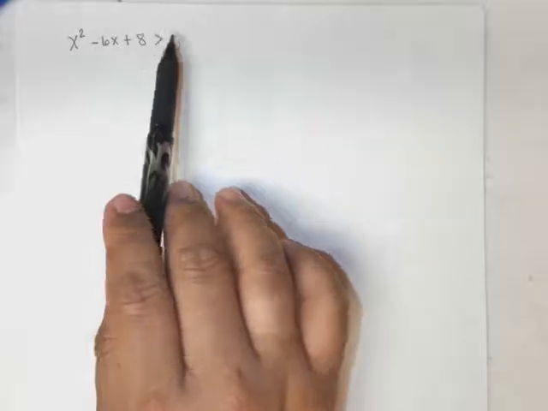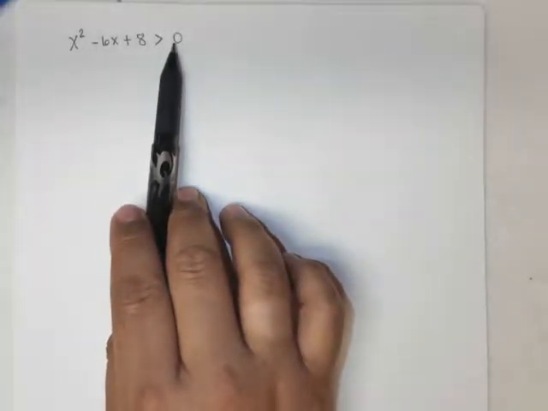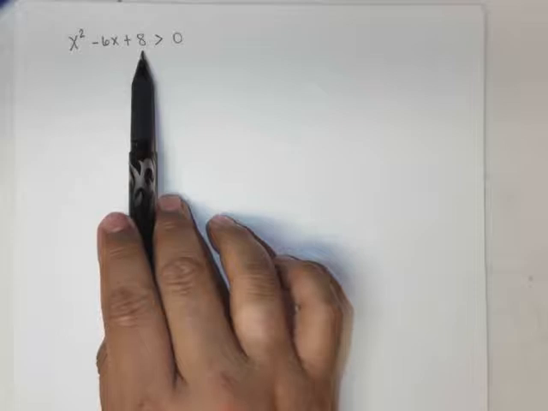Okay, so we're dealing with another type of inequality here. This one right here is a quadratic inequality. Now, just a tip on quadratic inequalities: we want to be sure that on one side of the inequality sign we do have a 0. So in this case, we do have 0, and we're going to start off by factoring this right here.